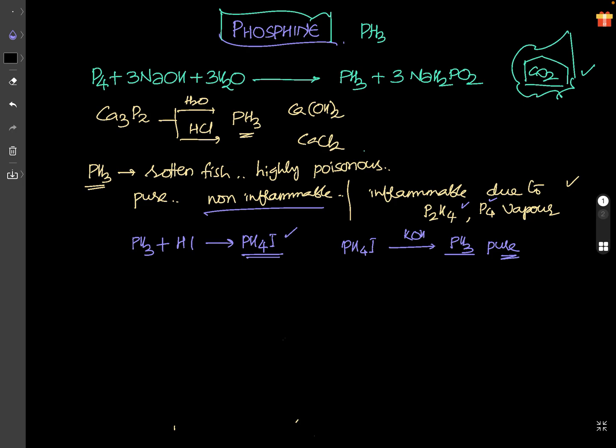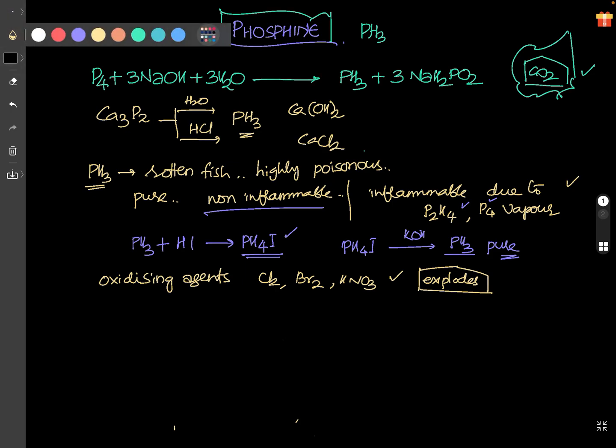As we know, this is a colorless gas with rotten fish smell and highly poisonous. What we need to do? When it is poisonous, we can't do anything with this, but the uses of these are very interesting. Now, it can readily react with oxidizing agents. Which oxidizing agents are well known to you? Chlorine, right? Chlorine is an oxidizing agent. Bromine is an oxidizing agent. HNO3 is an oxidizing agent. With all these, it explodes. PH3 explodes when it is treated with oxidizing agents like HNO3, Cl2, and Br2.